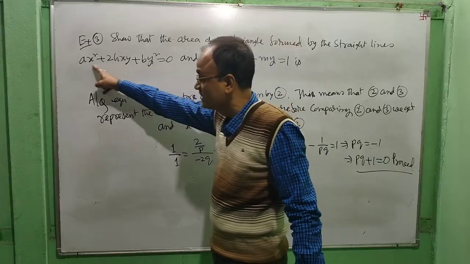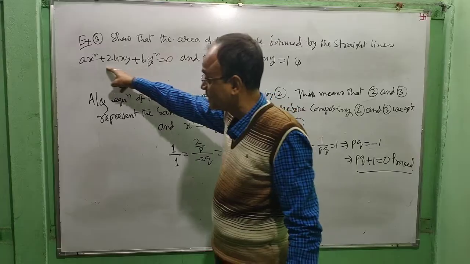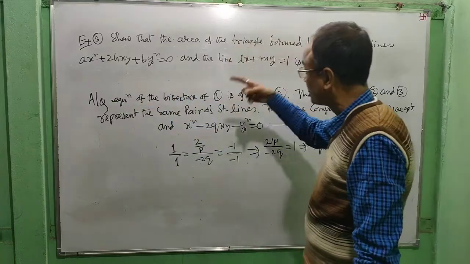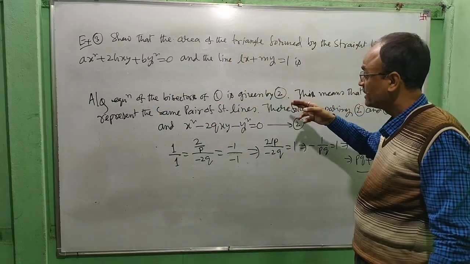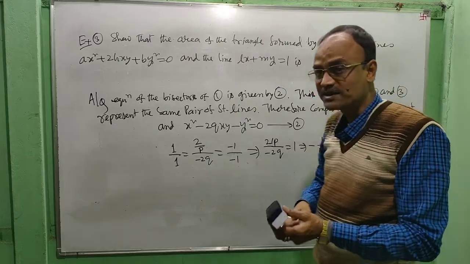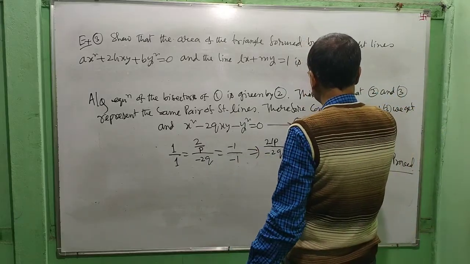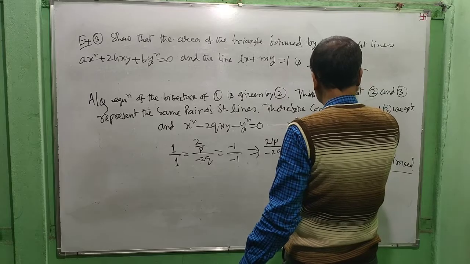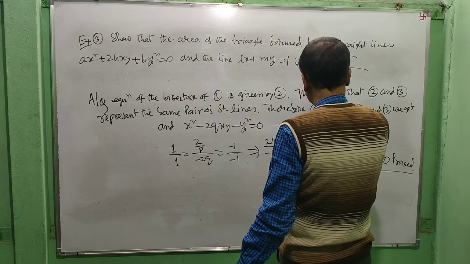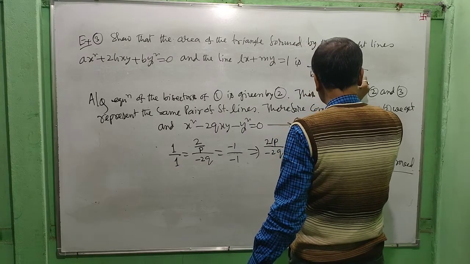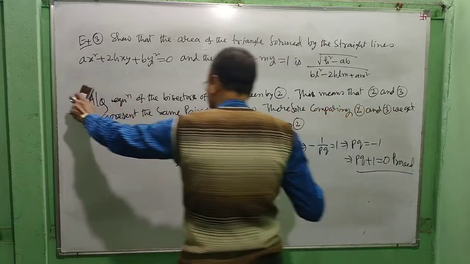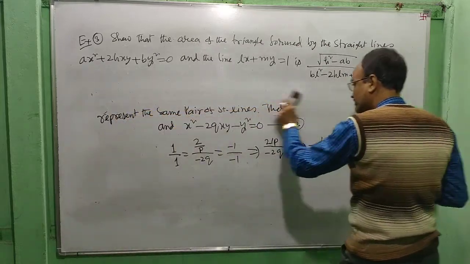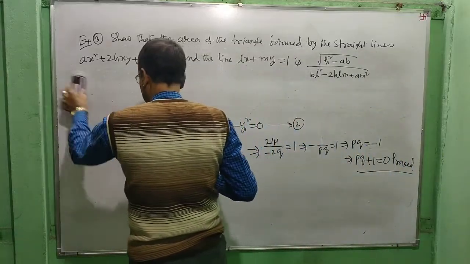Two lines are represented by this equation, y is equal to m1x suppose, and y is equal to m2x, passing through the origin. And the third line is this. What will be the area of this triangle? The area of the triangle will be equal to root over h square minus ab divided by bl square minus twice hlm plus am square. We have to show that the area of this triangle is this.